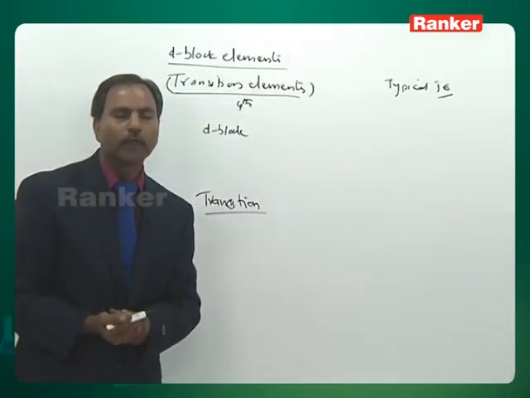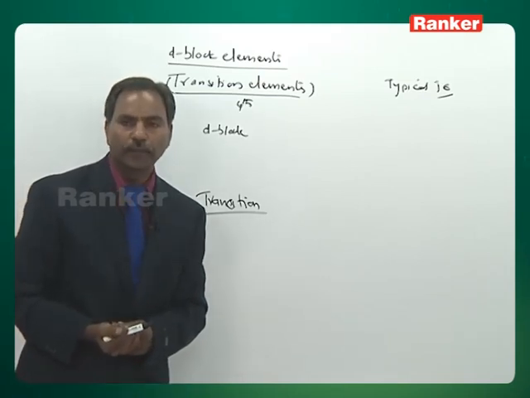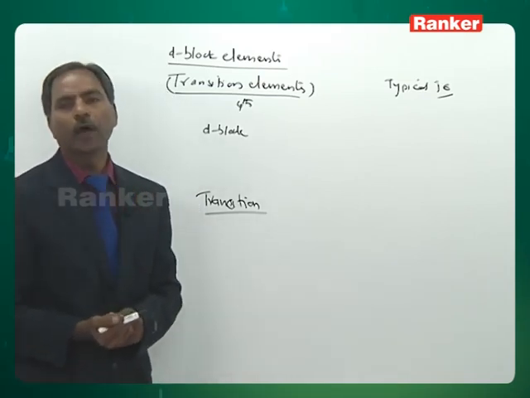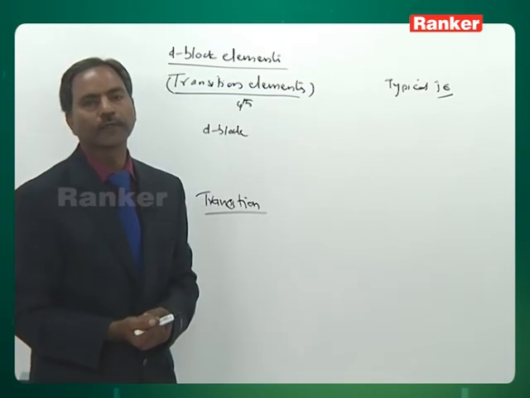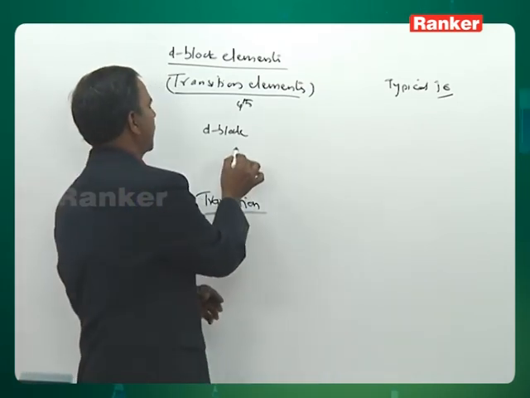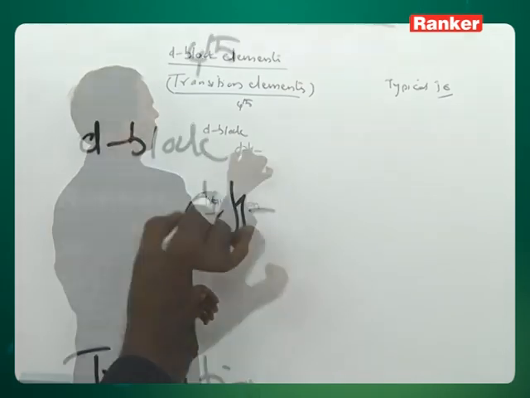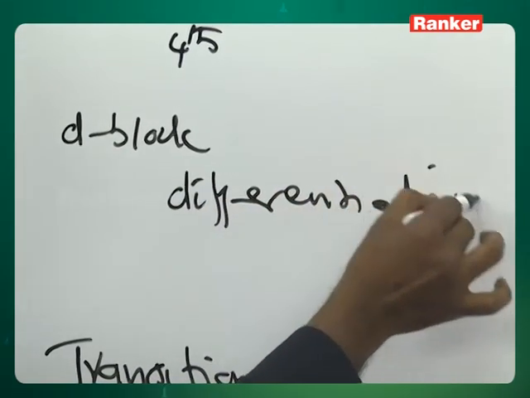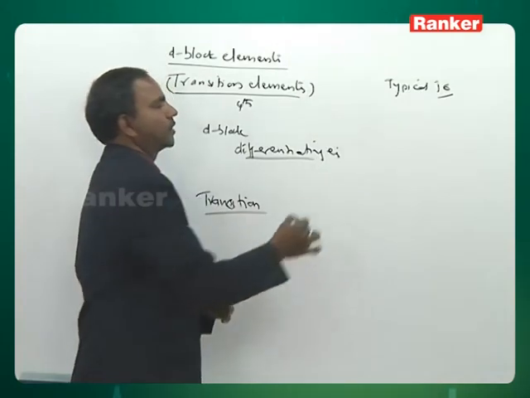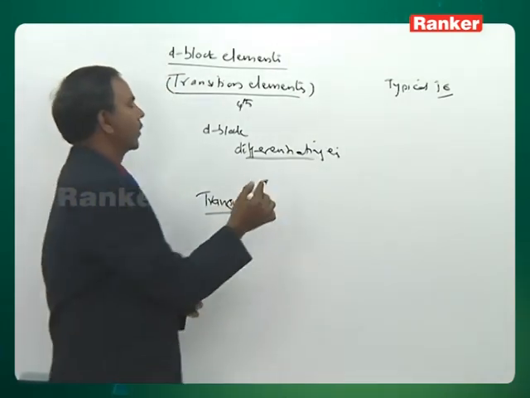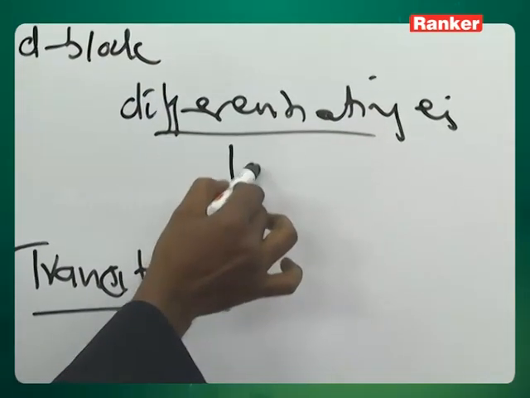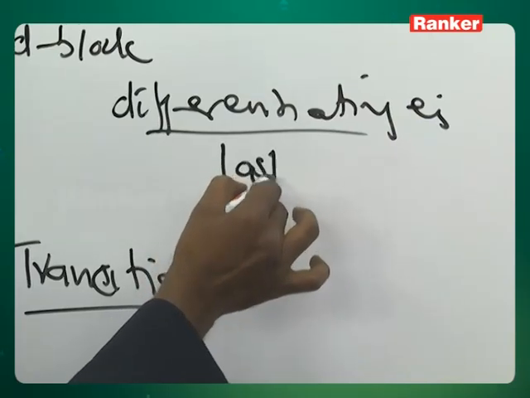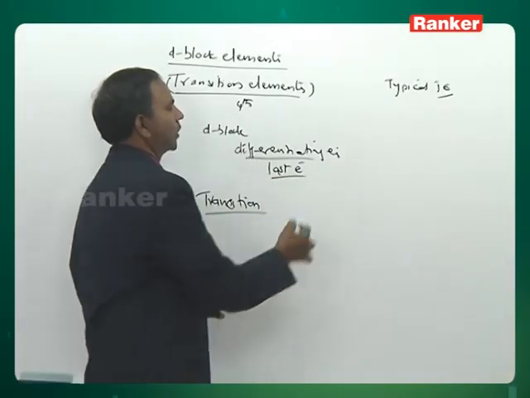Now, d block elements. In the modern periodic table, the elements are classified according to the entry of differentiating electrons. What is a differentiating electron? You can also consider it the last electron.